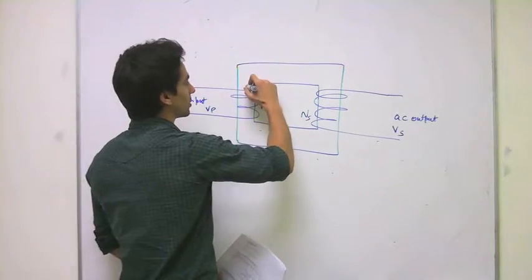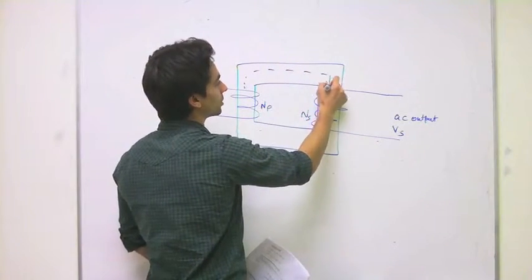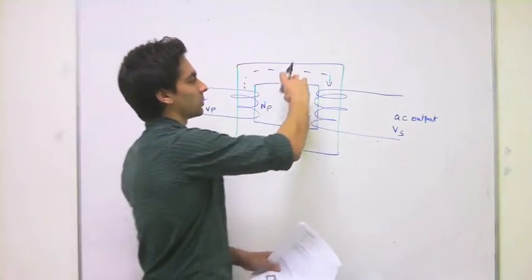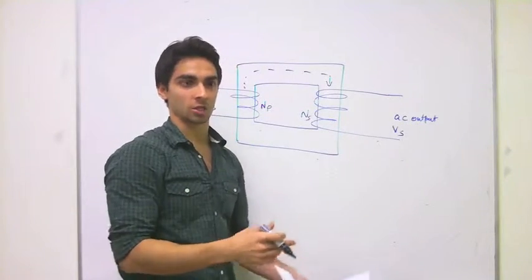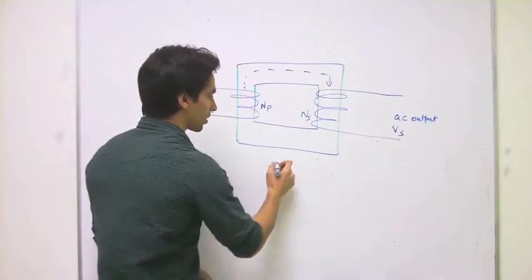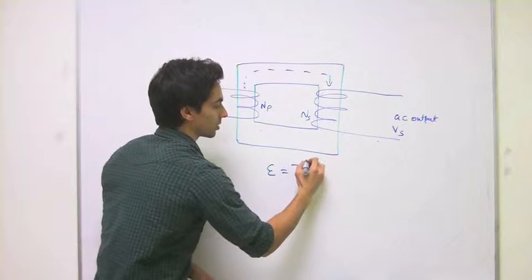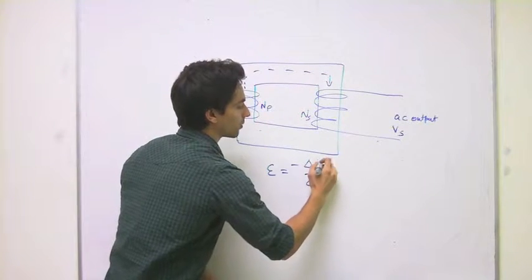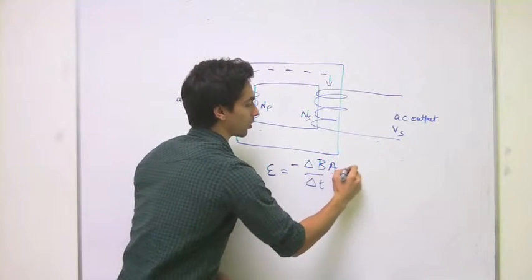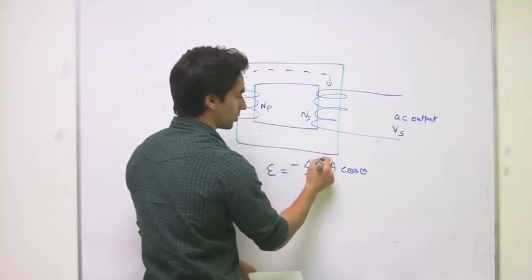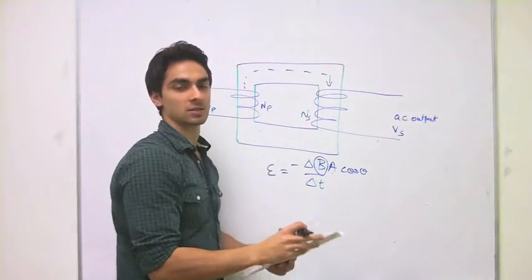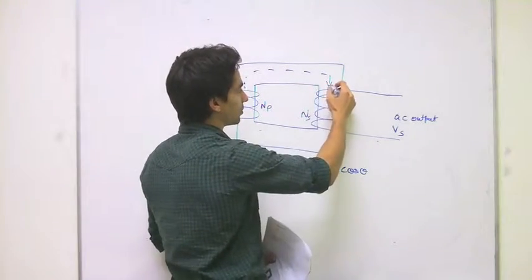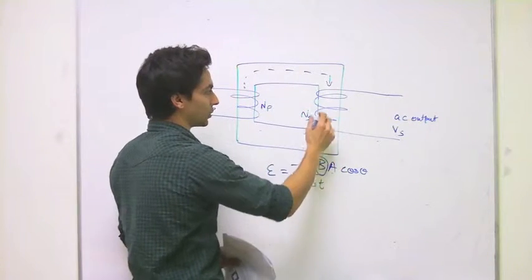Now, since this magnetic field will be linked to the secondary coil over here, and because it's an alternating current, the magnetic field is changing. The changing magnetic field, like we know, EMF induced is minus d phi by dt, and phi is the flux consisting of B A cosine theta, right? So the magnetic field now is changing its intensity with time because it's an AC input, and because of that there will be an EMF induced in this coil.